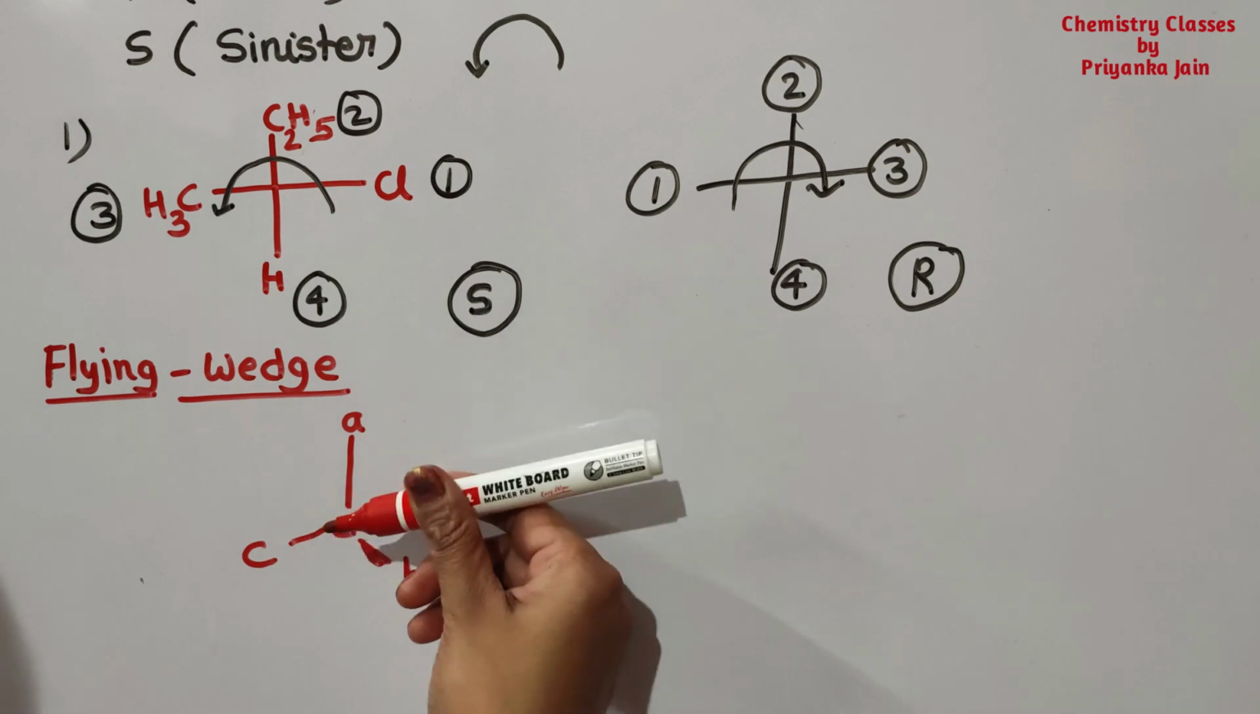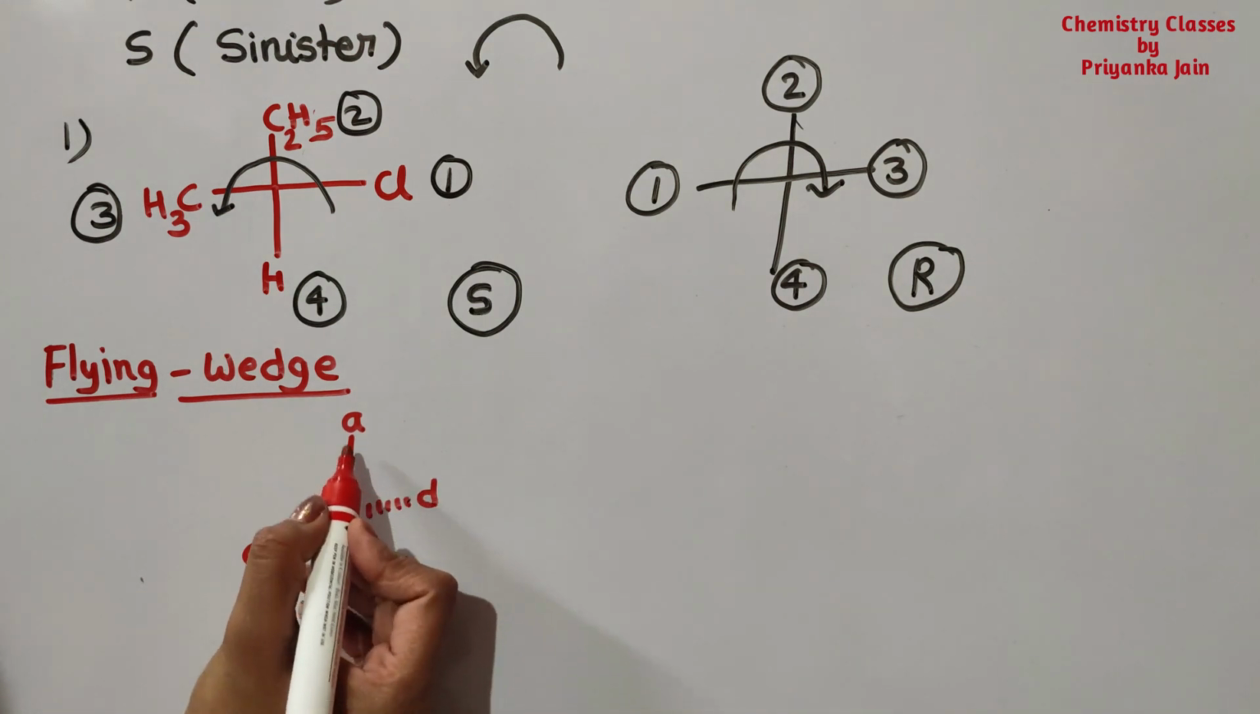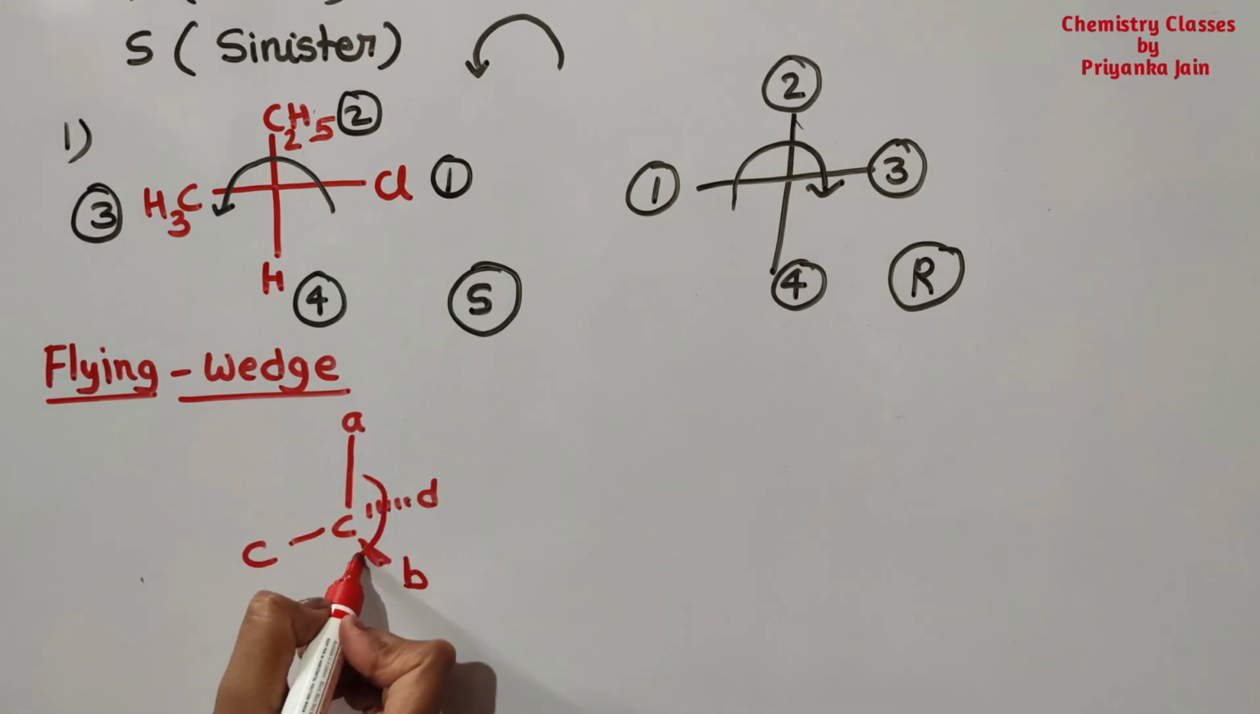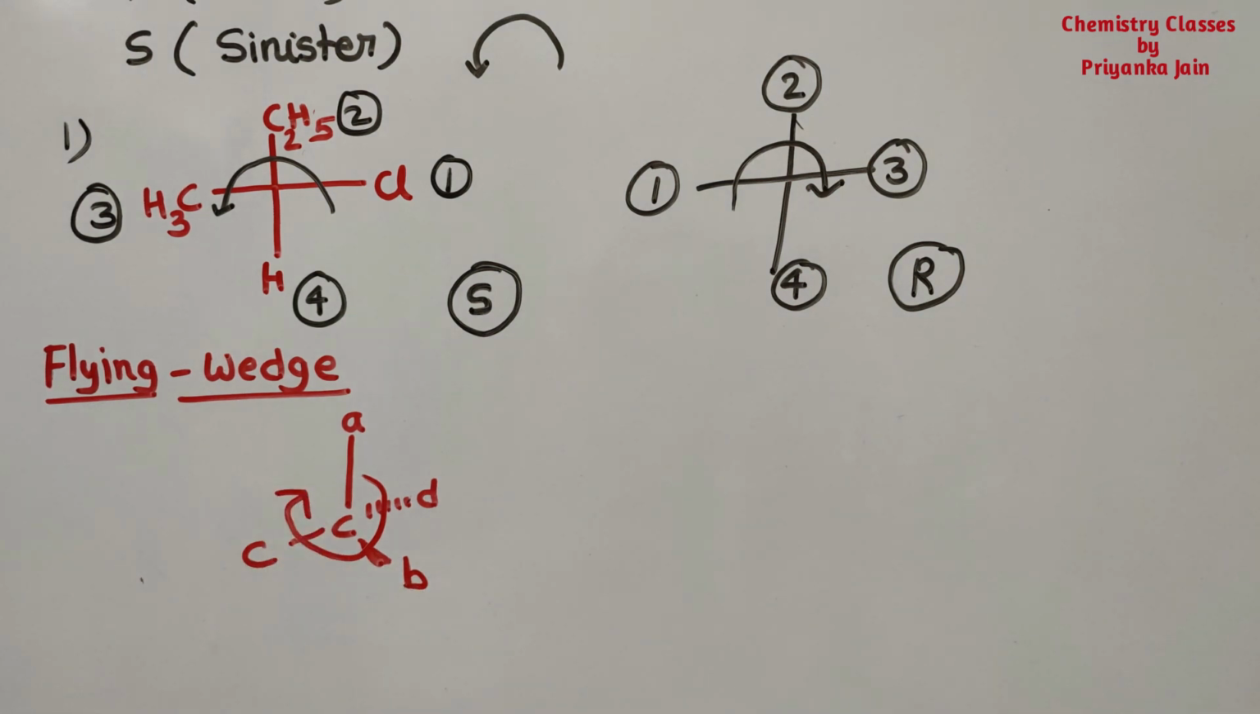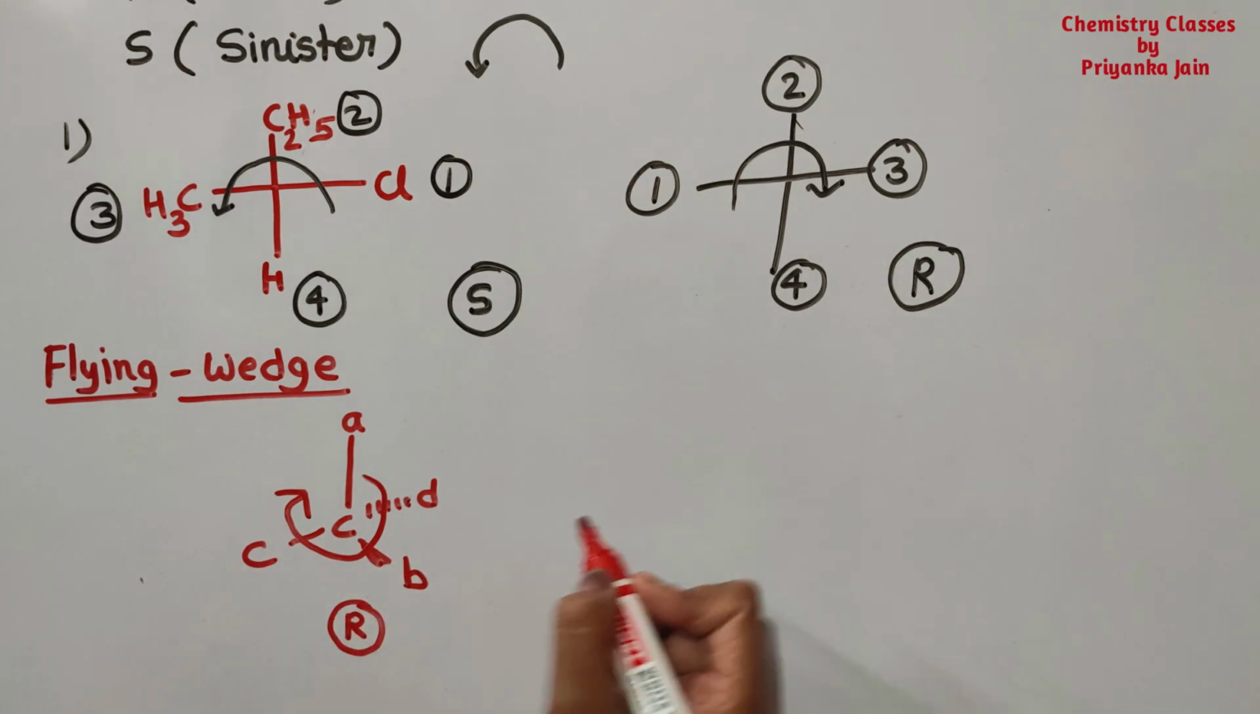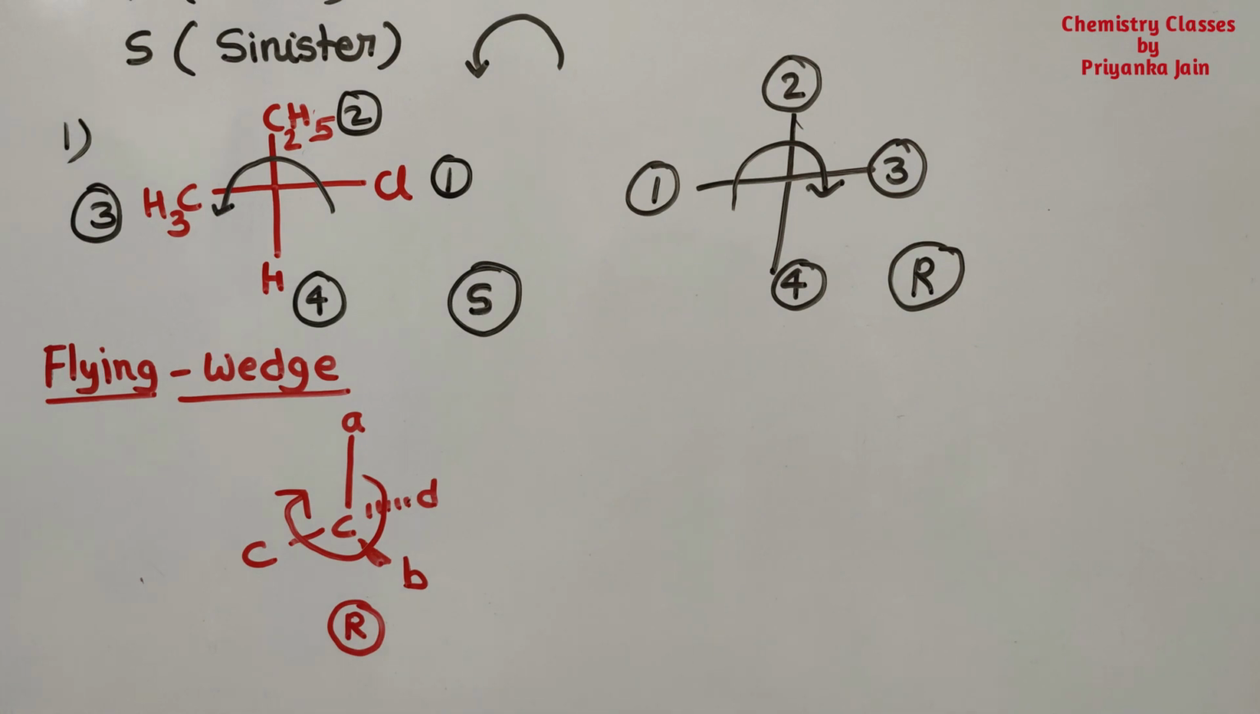So we have to see from the side of this fourth priority atom, whether these groups A, B, C are in the clockwise direction. You can see here, this is clockwise direction, so it will be the R isomer, right? And if these are present in the anti-clockwise direction, then this will be the S isomer. Here this is the R isomer.